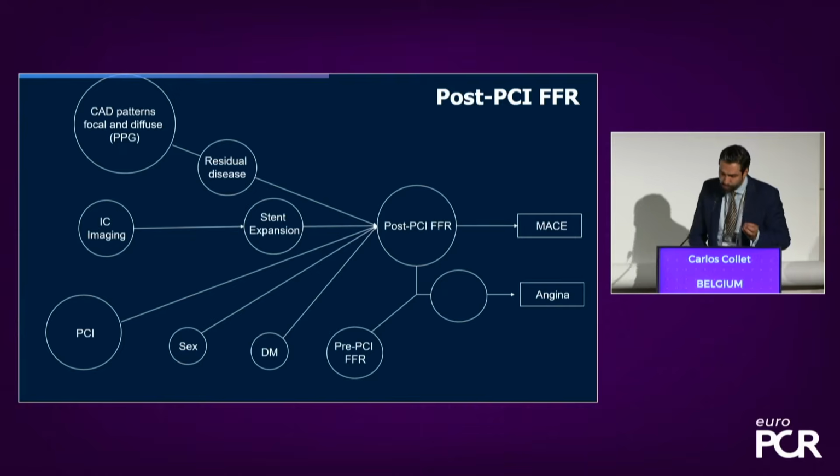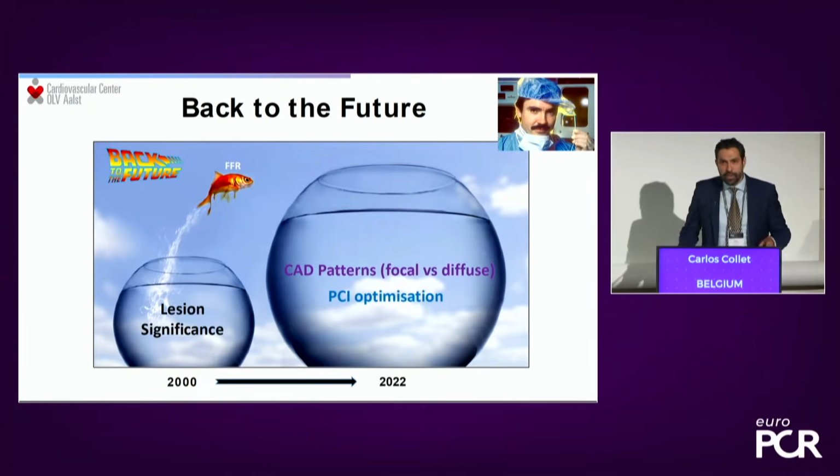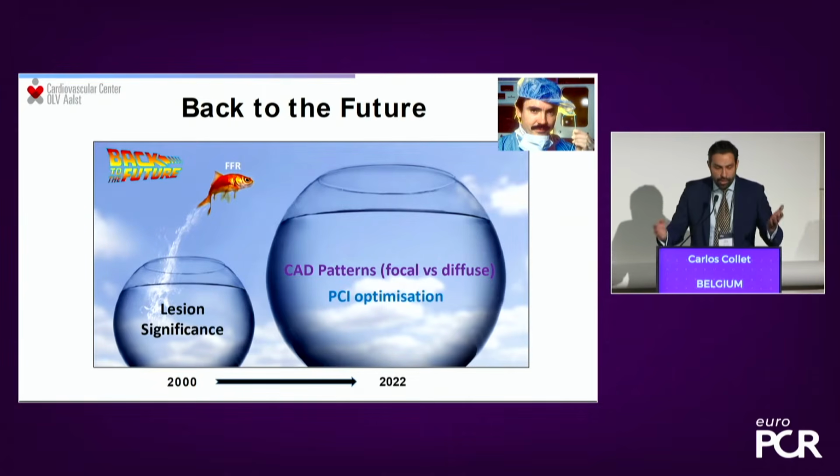Recently, we have also understood that what is important for the improvement of our patients in terms of angina is the change in FFR. So this is the current state of knowledge concerning post-PCI physiology. So we have the impression that we're going back to the future.